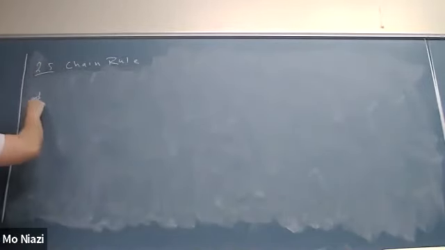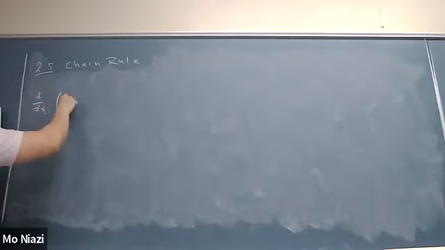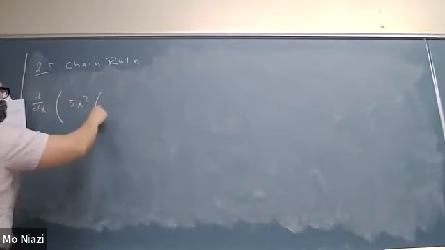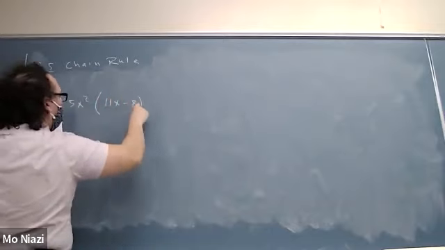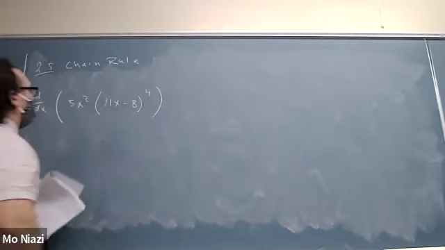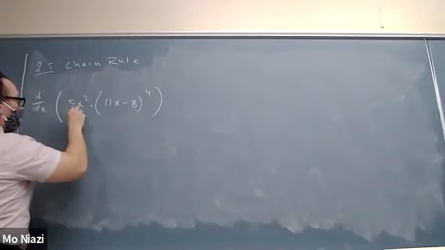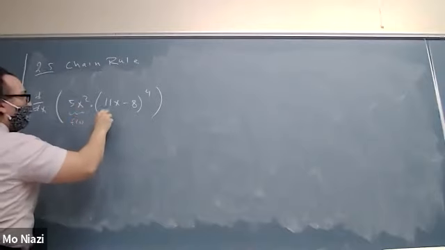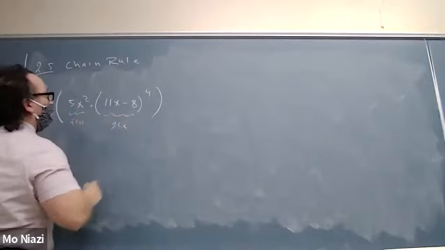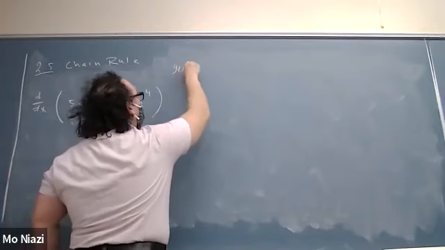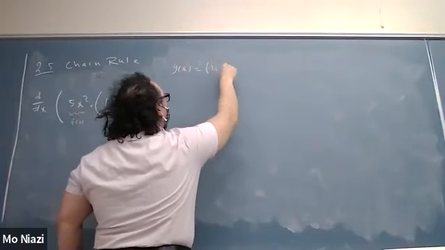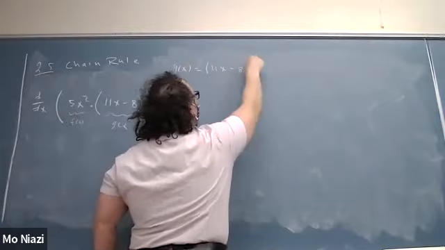What about d/dx of 5x squared times (11x minus 8) raised to the 4th power? Okay. Notice we're going to have to use the product rule and the chain rule. The product rule is going to work on this function, call this f of x, and this function, call it g of x. So g of x is, for example, (11x minus 8) raised to the 4th power.